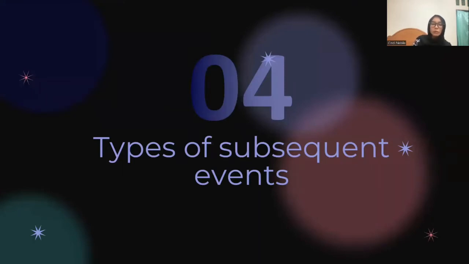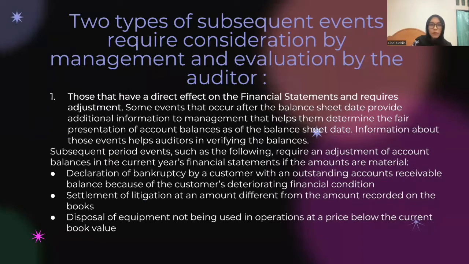Then we come to the last part of our presentation, which is the types of subsequent events. Two types of subsequent events require consideration by management and evaluation by the auditor. First are those that have a direct effect on the financial statements and require adjustment. Some events that occur after the balance sheet date provide additional information to management that helps them determine the fair presentation of account balances as of the balance sheet date. Information about those events helps auditors in verifying the balances.